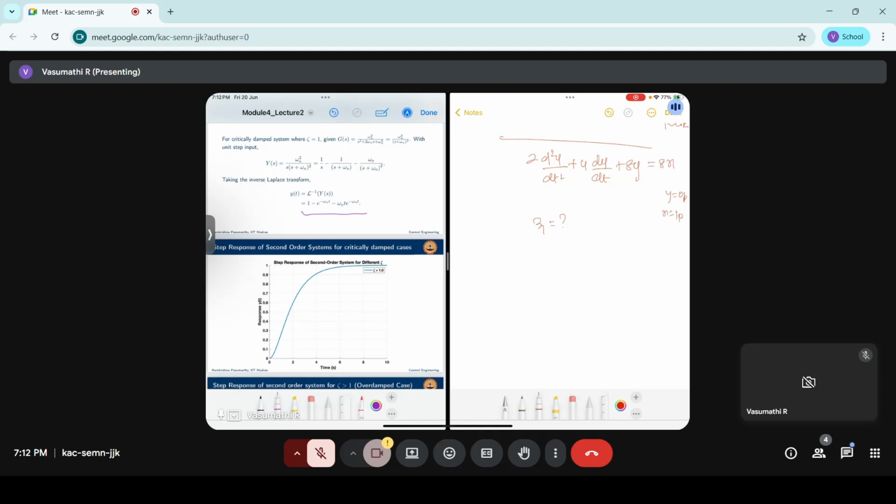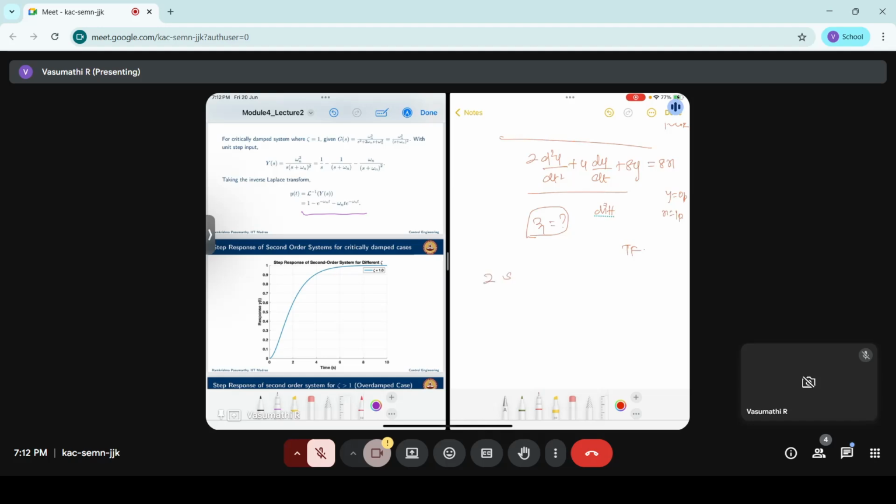Okay, so they have given it in terms of a differential equation, right? So if you want to find the zeta, you want to write it in terms of a transfer function. Till week 3 we have been doing this, right? Applying Laplace transform, finding the transfer function, and then comparing it with the standard transfer function to find the zeta. That's it.